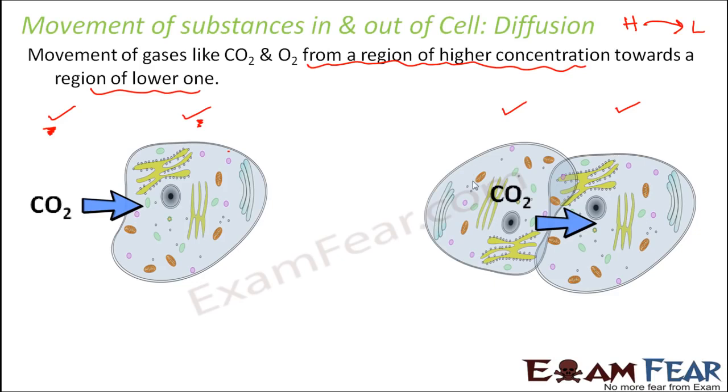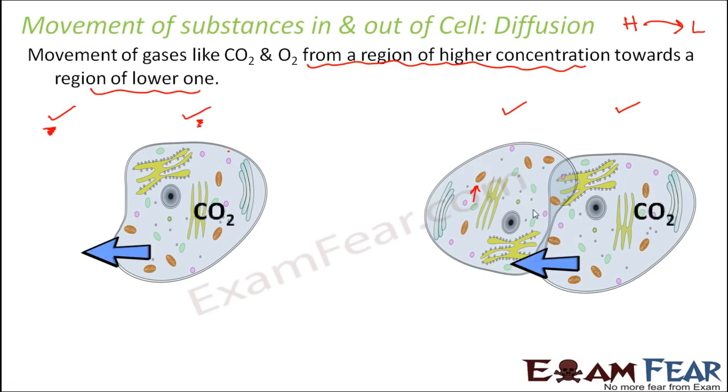Similarly, if there are two cells, and the concentration of carbon dioxide is higher in this cell, then carbon dioxide will start moving from this cell to this cell. The plasma membrane will allow this movement, but it will not allow movement in the vice versa direction. That is why the plasma membrane is a selectively permeable membrane. Now if it is the other way around, and the concentration of carbon dioxide is higher inside the cell, it will start moving out of the cell. So the cell will start losing carbon dioxide to the external atmosphere. And here also, if the concentration is higher here, it will start moving from this cell to the previous cell.